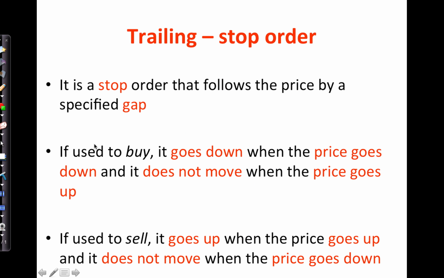So let's see now the last type of order, the trailing stop. So the trailing stop order is an order where you specify a gap, and it's like a normal stop order, with the difference that your stop level is following the market price by your specified gap. So if you use this trailing stop to buy, then your stop level is going down when the price is going down, and it will not move if the price stays at the same level or is going up.